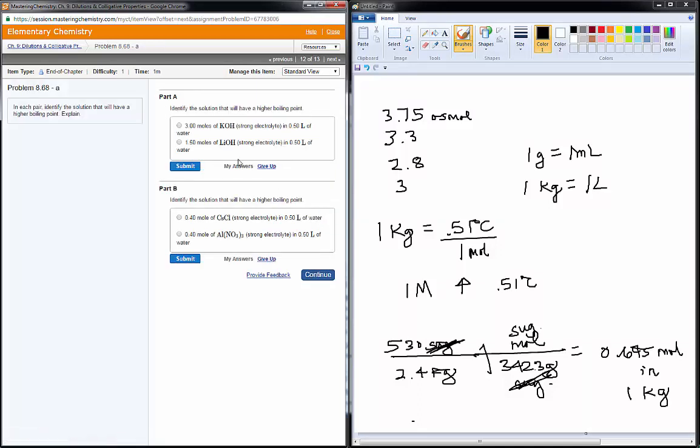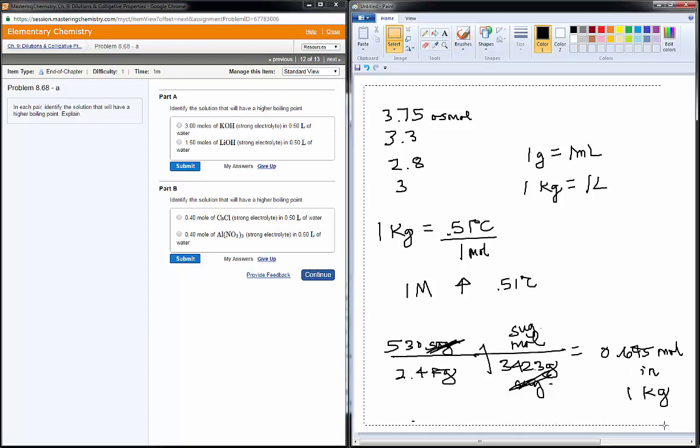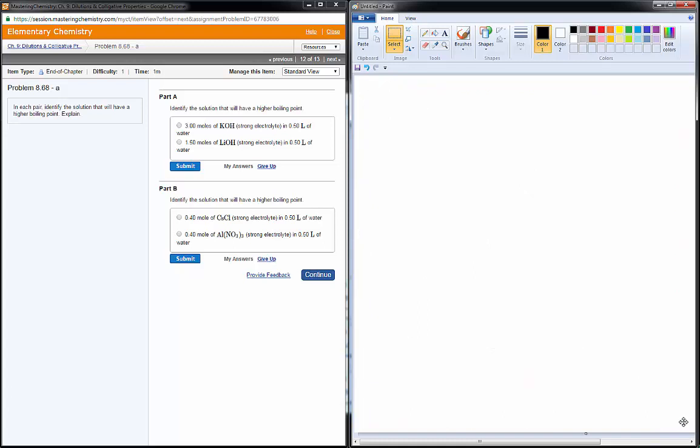All right, which of these will have a higher boiling point? The more concentrated the solution is, the higher the boiling point is raised. So here we go, 3 moles in half a liter, or 1.5 moles in half a liter. Both of these dissociate into 2 ions. So we want to do this mathematically. We just calculate the molarity and multiply by the number of ions. I could do that in my head, but let's do it on paper.